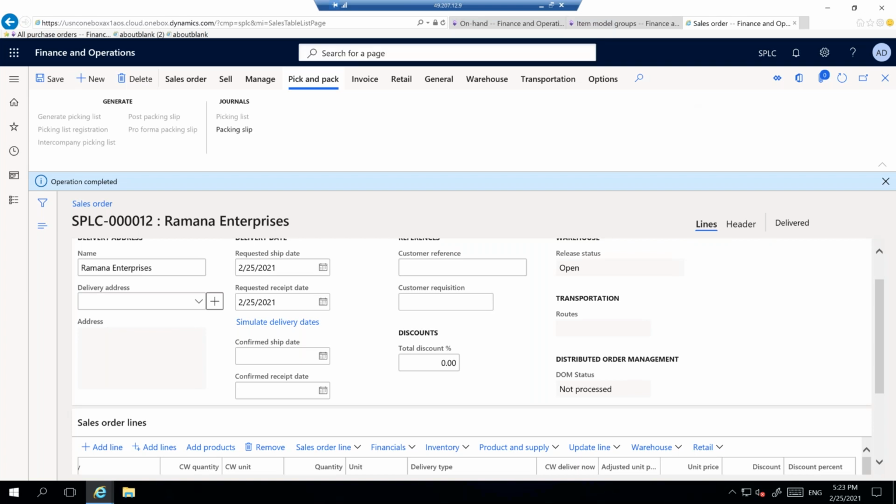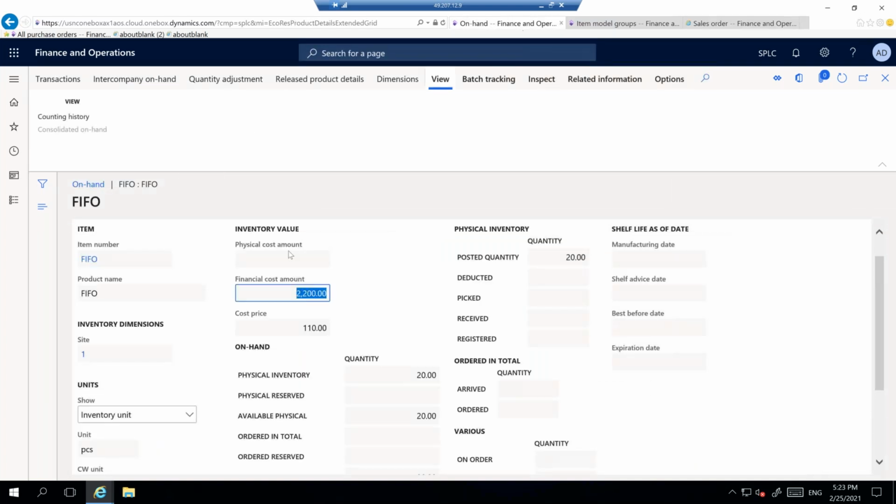Now if you verify on hand inventory, it will update the physical amount. Look at this one. It is 20. Now it will become 12. It is minus 880. Physical inventory available is 12 because it is already deducted. Only available quantity 12. Now I'm doing invoice.